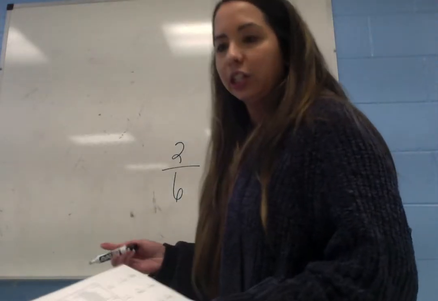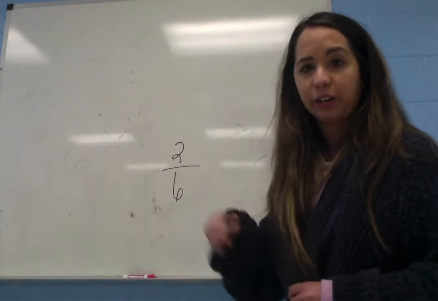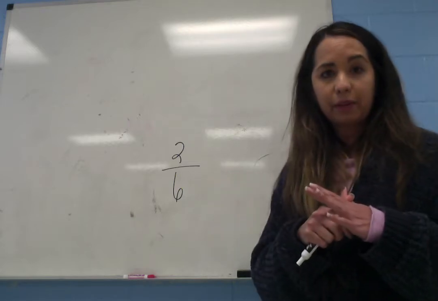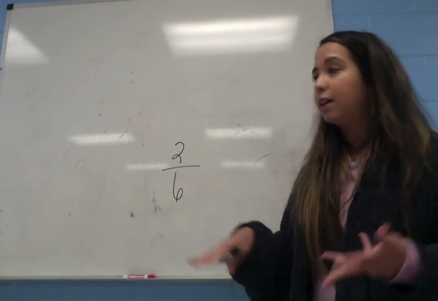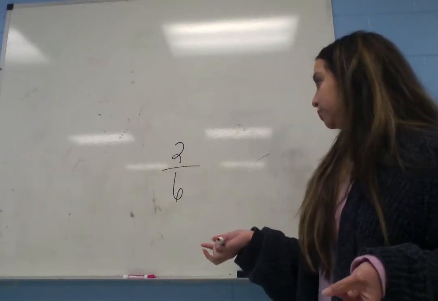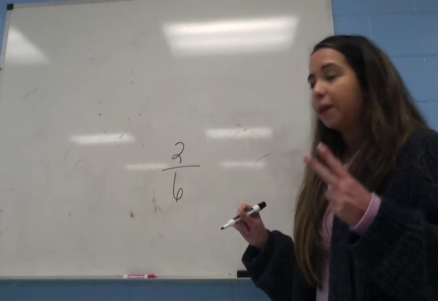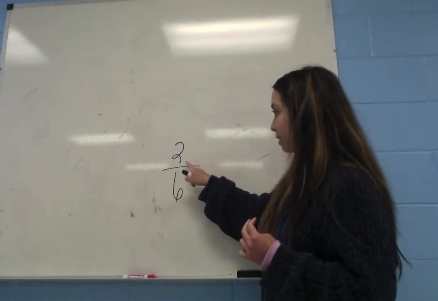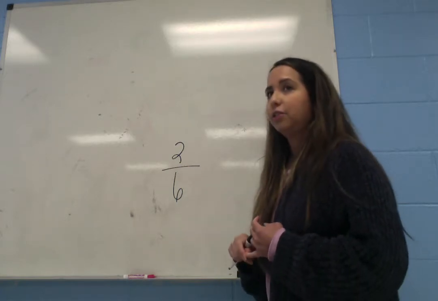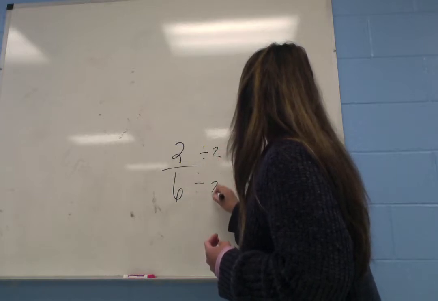So when I reduce 2/6, I want you to think of a number. Look at the numerator 2 and the denominator 6. Think of a number that can be divided equally into the numerator and denominator. When I think of 2 and 6, I know for sure we can use the number 2, because 2 can be divided into 2 and 2 can be divided into 6. So let's divide the numerator and denominator by 2.